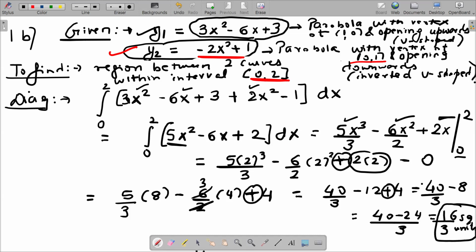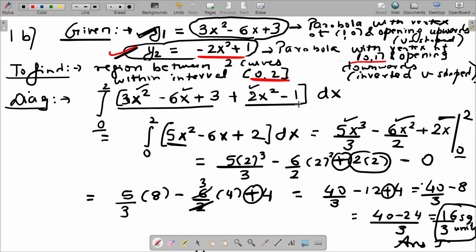This is my answer for the area between the two. 16 by 3 square units is the area between the two curves y1 and y2. So all I had to do was just draw a rough sketch, just get a rough idea of the graph, and just integrate from 0 to 2 area below y1 minus area below y2. And just perform the normal integration. So hoping all students have understood how we have solved this.